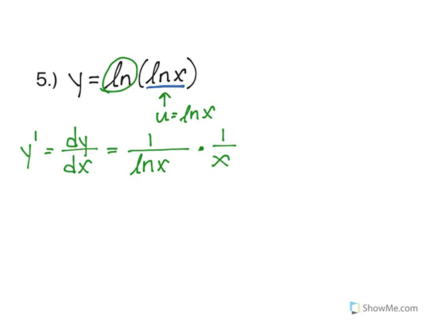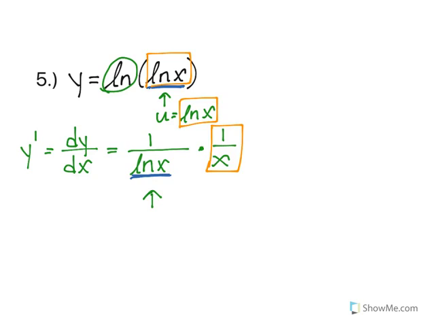Let me see if I can color code that a little bit better for you, okay? So let's say this ln x is the same as this ln x right here. And this 1 over x, that's the derivative of this ln x right here, okay? So we've got a log of a log. So the green circled log becomes this right here, the 1 over the inside, and then the derivative of the inside is 1 over x.